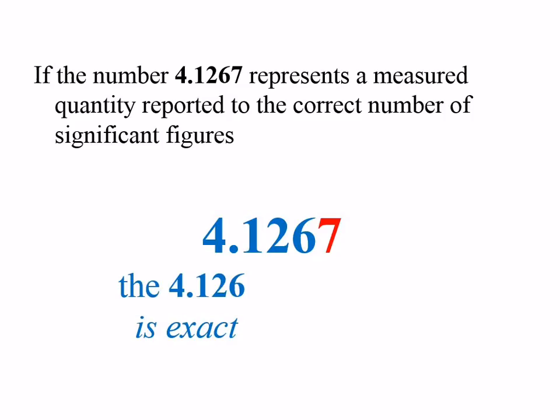So the first part that's blue, not red hot, is exact. I know for sure, beyond a shadow of a doubt, it's at least 4.126, but I'm not sure about the 7. Usually it could go plus or minus 1, but not necessarily. If you buy measuring equipment, it will tell you what the uncertainty or the tolerance of that equipment is. So the last digit is uncertain. Be thinking along those lines.